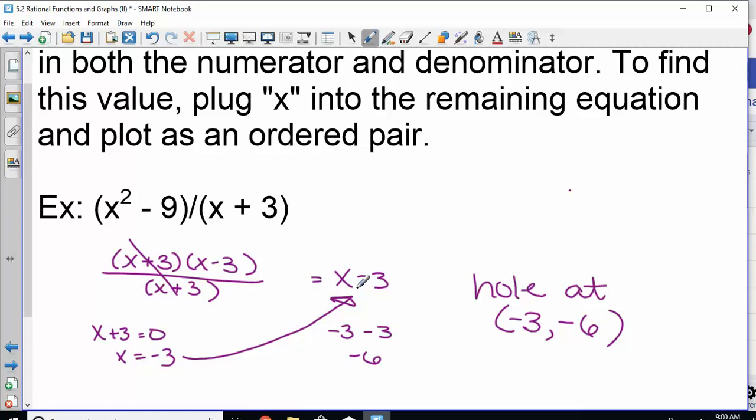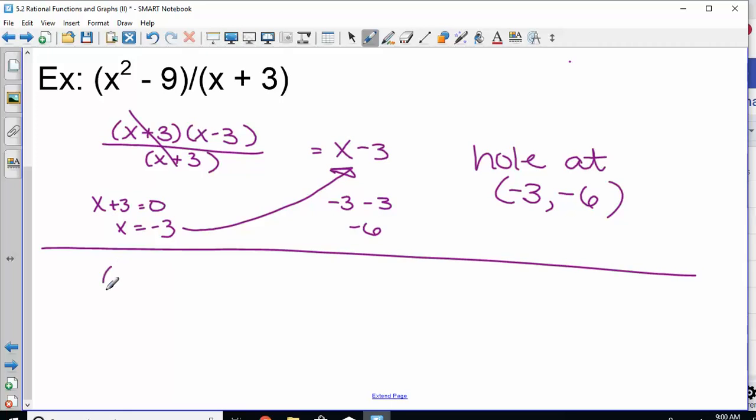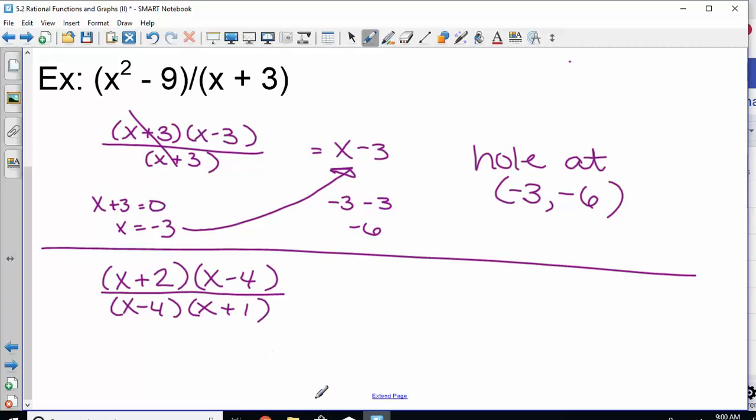So the arrow, what is that for? That was showing you how to get your y value. So let me just do another one real quick. I think that'll help. If I said like x plus 2, x minus 4 over x minus 4, x plus 1. What cancels there? X minus 4. Okay, and you're left with x plus 2 over x plus 1.